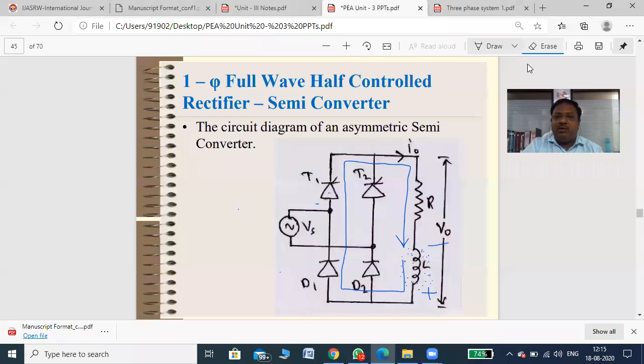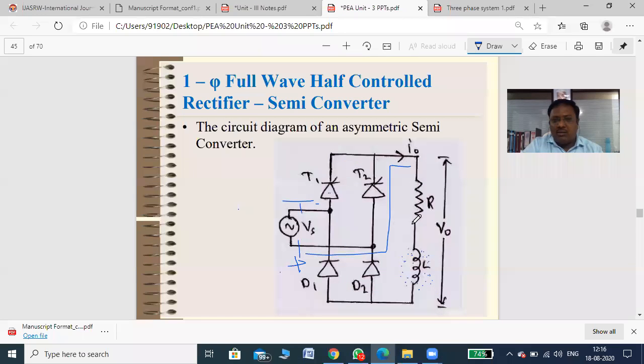And during the negative half cycle, what happens? Terminal B is positive with respect to A. So current flows from B, T2, R, L, then D1, and back to the supply, right? This time also the current direction is the same, so we get the same output. That is again a positive part, right?